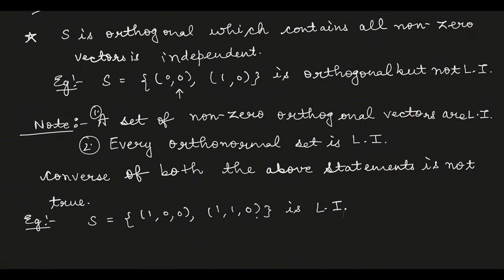I am asking whether this set S is orthogonal, orthonormal, or neither of them, because I am showing that the converse of this statement is not true. It is orthogonal but non-orthonormal. I can say neither orthogonal nor orthonormal. It means the converse of both the above statements is not true.